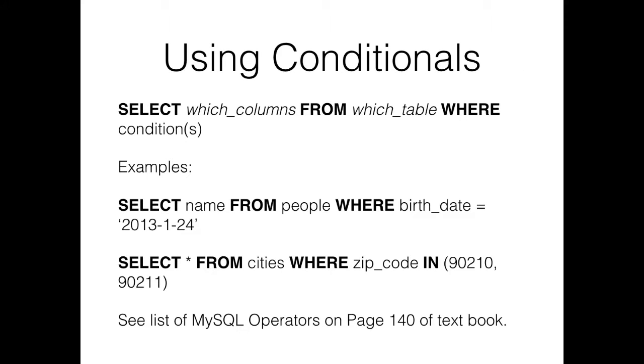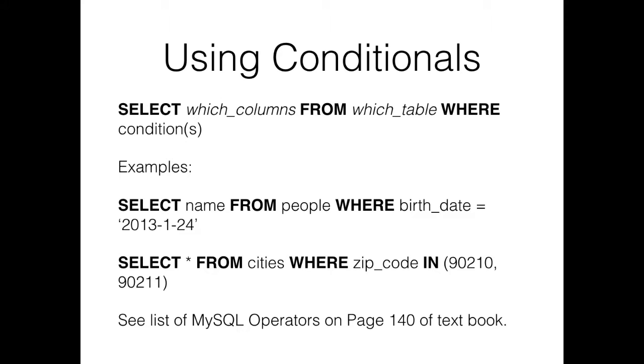Okay? Using conditionals, check this out. Select the columns you want from the table you want where one or more conditions are true. So let me give you some examples. Select name from people where the birth_date equals 1/24/2013. That'll give you all the records from the people table that match that condition. Now, where is a SQL keyword, and that's going to say where this condition is true.